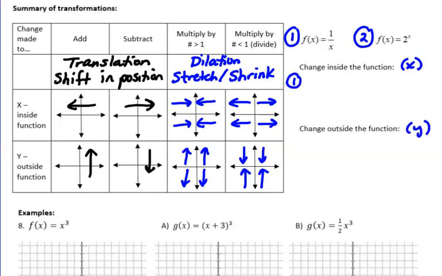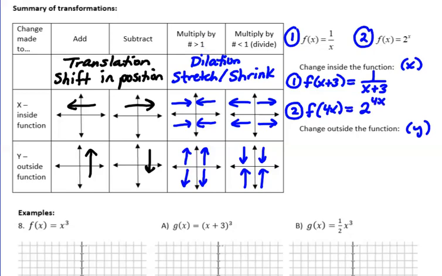So let's say I want to add 3 inside the function. So f of x plus 3 would be changing x in the denominator. So instead of x in the denominator, now we have x plus 3. For function number 2, let's say I want to multiply inside the function. So let's say I want to do f of 4x. So that would be 2 to the 4x power.